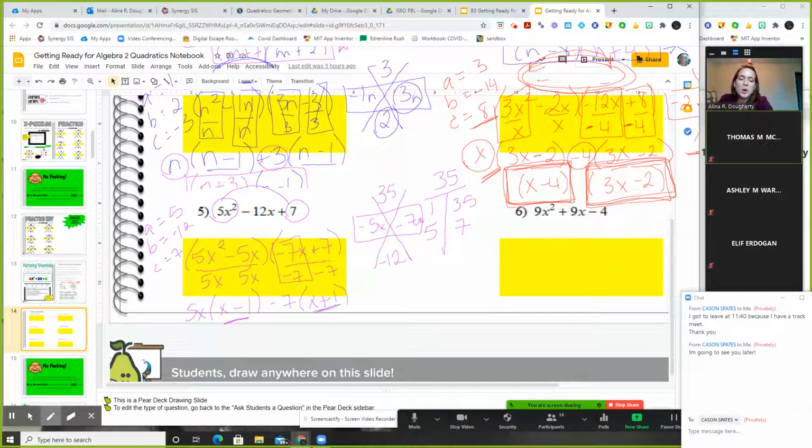That's the tough part, to see that you have to take out that -7. And then when you put it all back together, you get x plus 1 and 5x minus 7. Those are your two factors. So in a multiple choice thing, you would want to choose both of those choices.